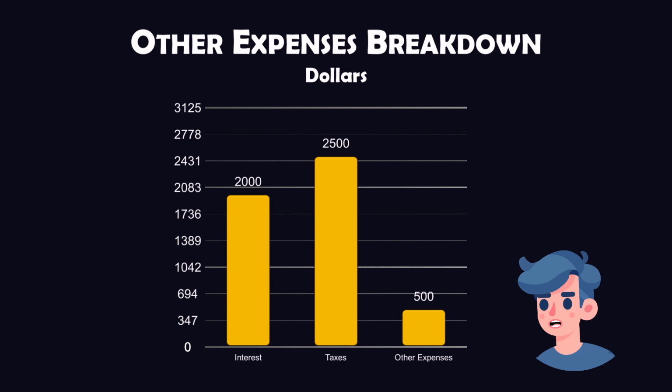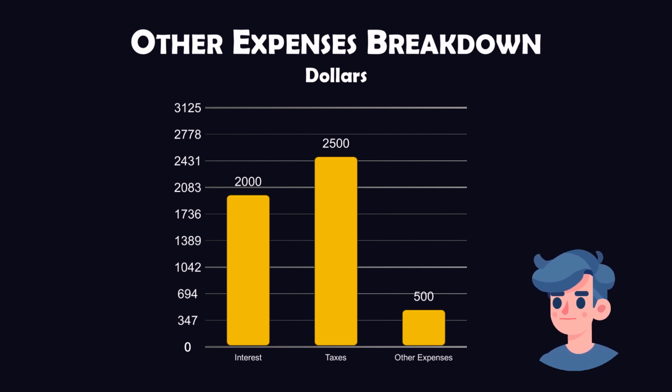Next, we consider other expenses and income, such as interest, taxes, and other non-operating expenses. Let's assume these total $5,000. This amount is subtracted from the operating income to find the net income, which represents the company's total profit.